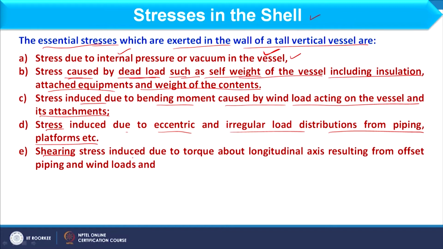Further, we have shearing stress induced due to torque about the longitudinal axis resulting from offset piping and wind loads. So, what will happen when the wind moves in a different direction? It will try to rotate that vessel. However, the vessel is very strongly placed, but when it is not placed properly, some torque will be generated which will try to rotate the vessel, and that also we should consider in design. So, in such a situation the shell or the equipment should stand properly.